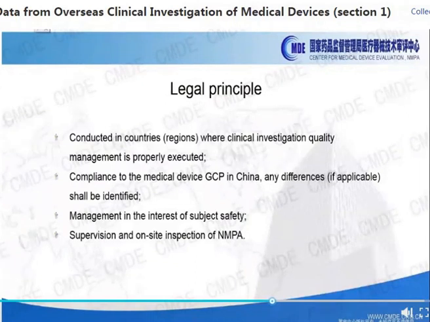In addition, the applicants and the clinical investigation sites or institutions shall accept the supervision and on-site inspection of the National Medical Product Administration.